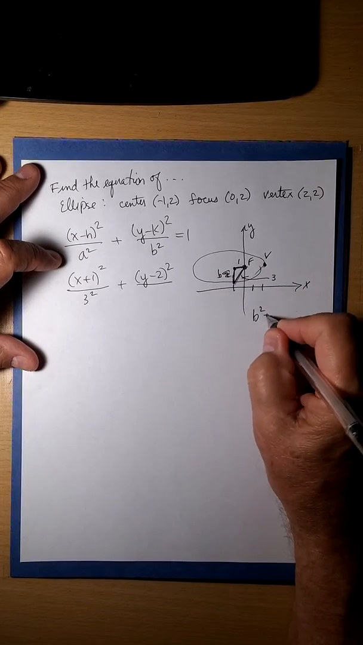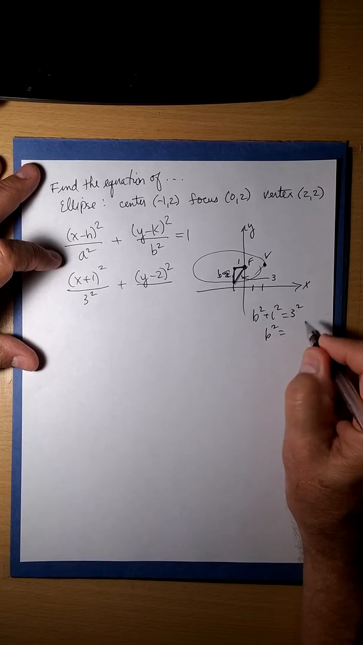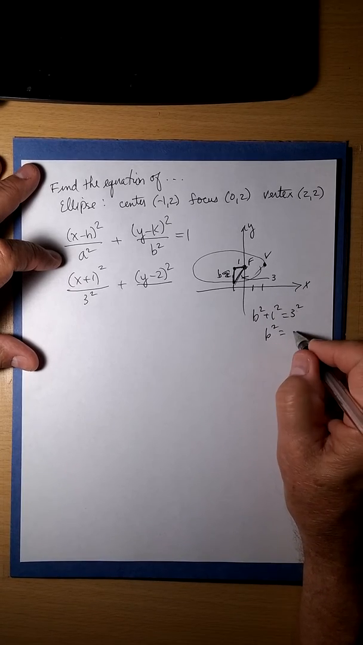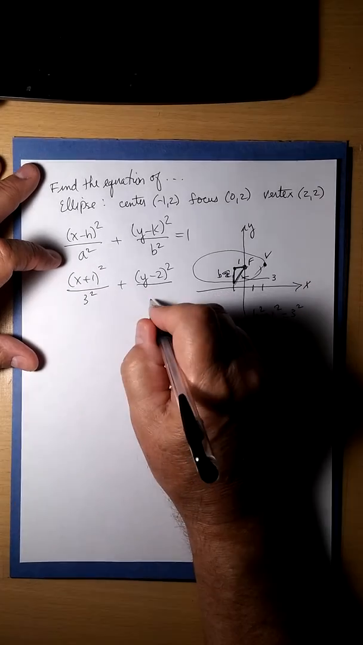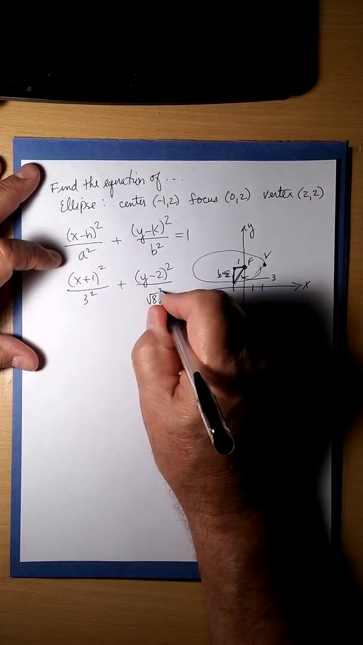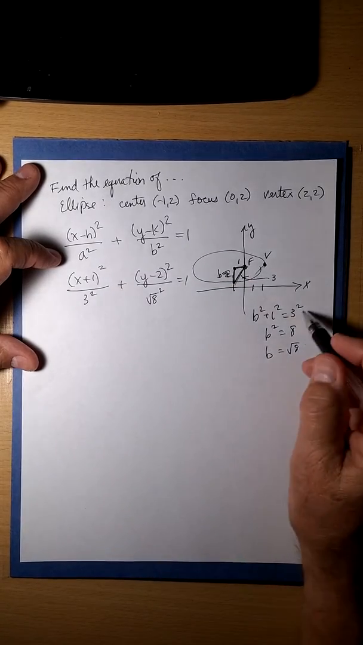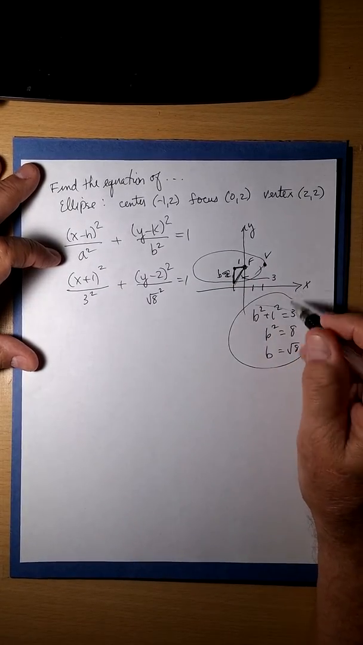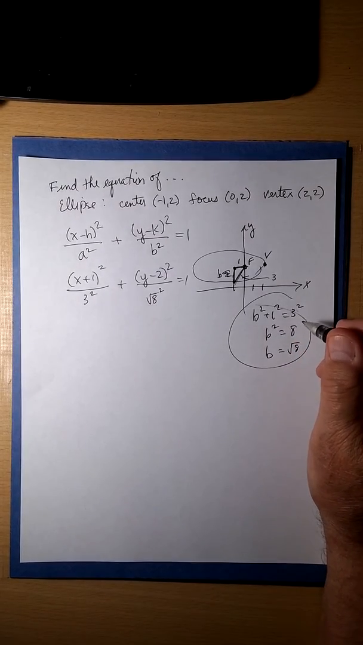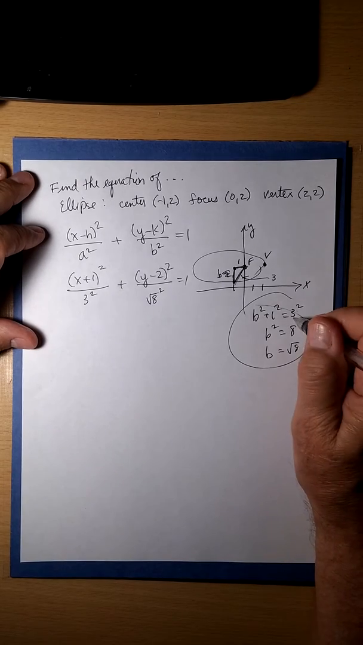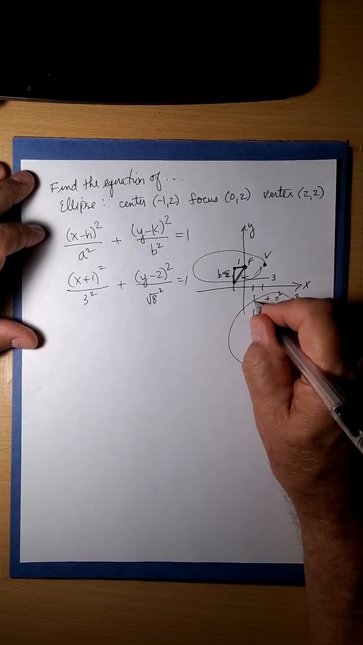So b squared plus 1 squared is 3 squared. b squared equals, well, this is 9 minus the 1, which is 8. So b is the square root of 8. So the square root of 8 squared equals 1. So you might have to do that. Remember, it's not always a squared plus b squared equals c squared. In this case, the a is over here, and the c squared and the b squared.